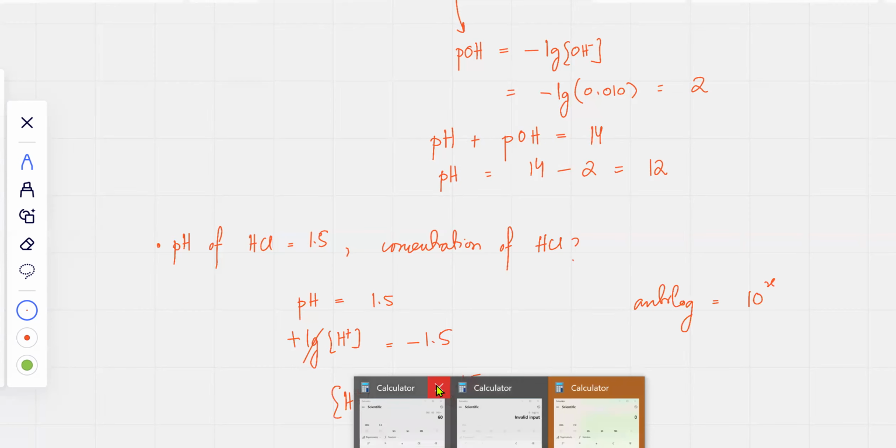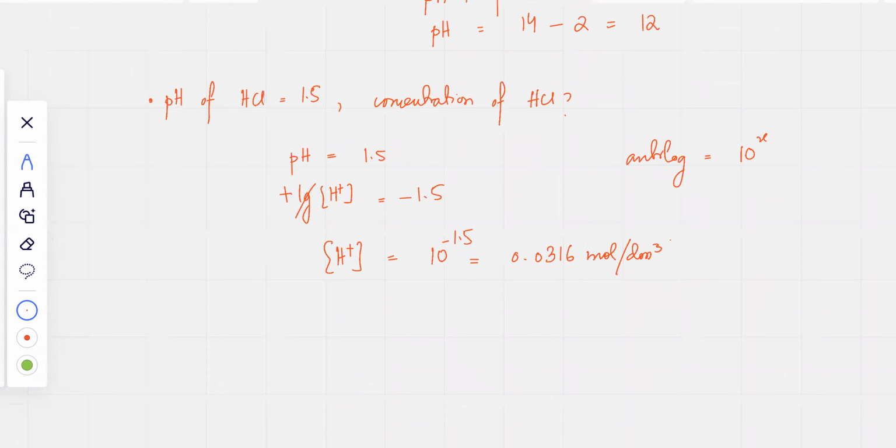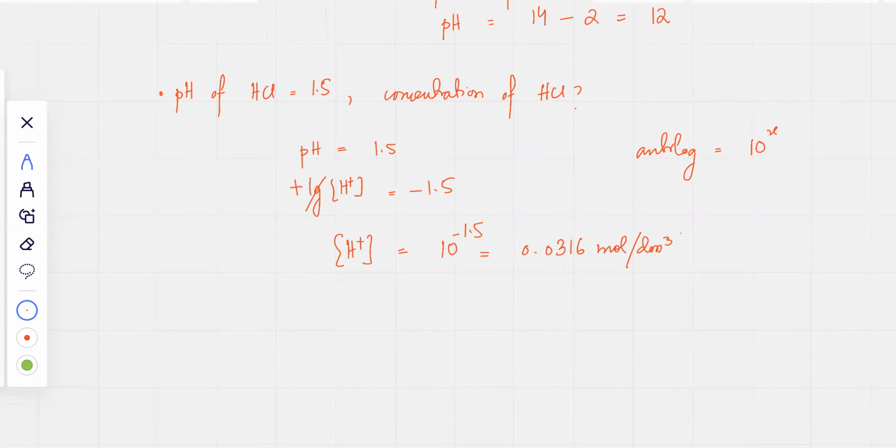What is 10 to the power minus 1.5? 0.0316. So that's coming out to be 0.0316 mole per decimeter cube. Now we found the H+1 concentration, so finding out the HCl concentration would not be that difficult because it's a strong acid. And both of them are going to have the same concentration. It's going to be 0.0316 mole per dm cube. So the concentration of HCl would be exactly the same.